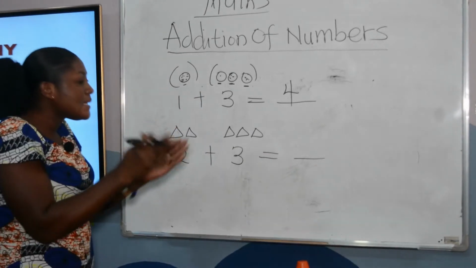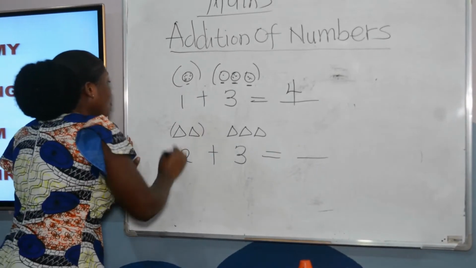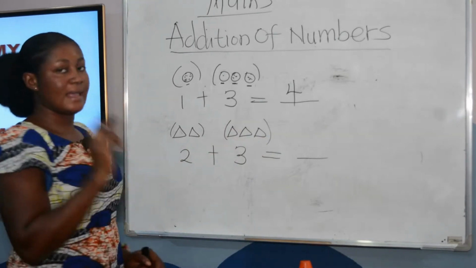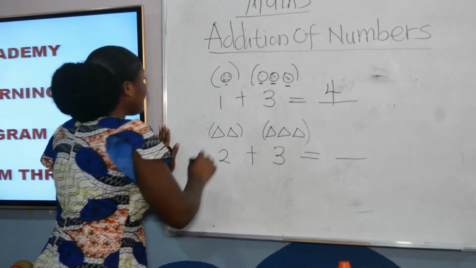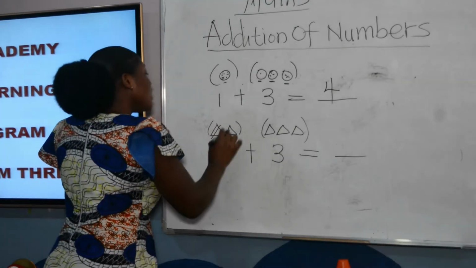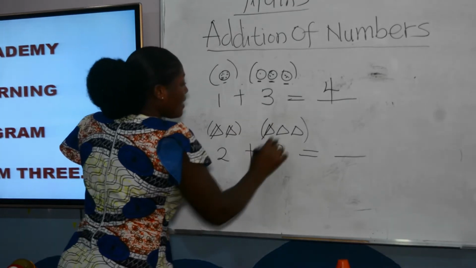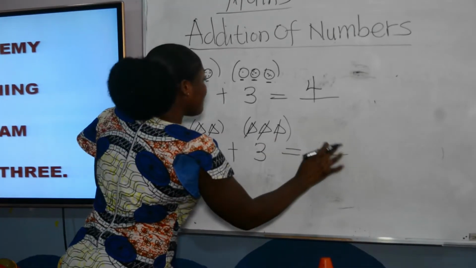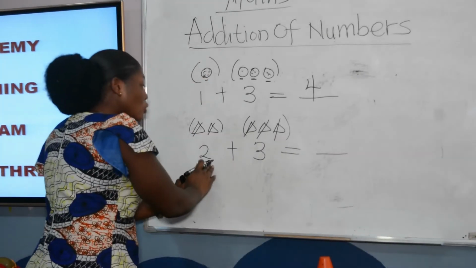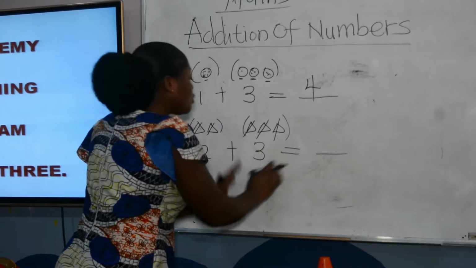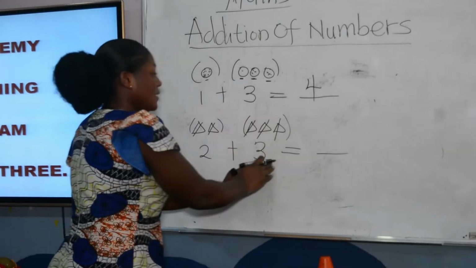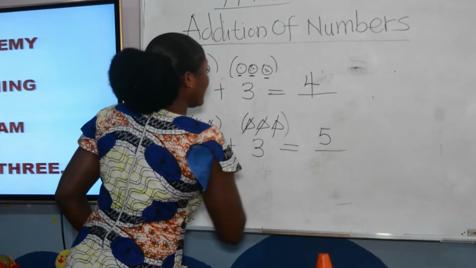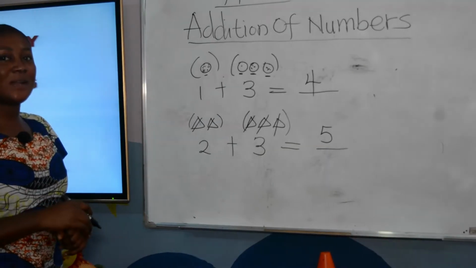Now we are going to put this together. Remember, this is group one and this is also group two. So we are going to put group one and group two together and see the results we get. Let's count it. We have one, two, three, four, and five. Okay, so now we are going to write five here. So group one, which is two, plus group two, which is three. When you put two plus three, you get what? Five. Very good for saying it for me.